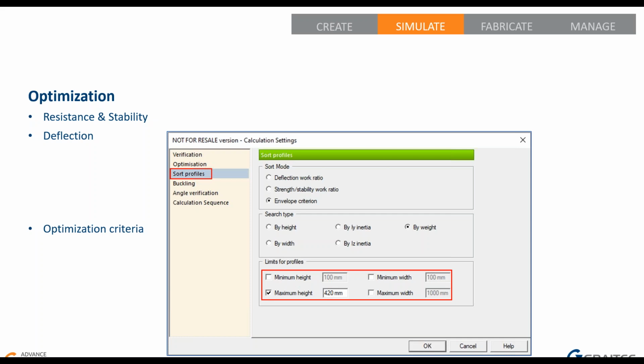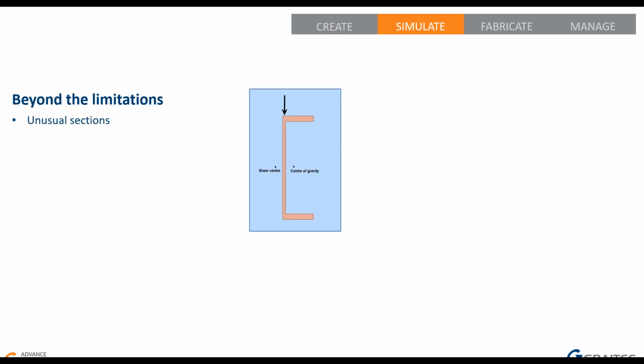So that's for the Eurocode steel design itself. But sometimes you will have to go beyond the limitations of the standards. Like, what if you have an unusual section? And by unusual, I mean a section which is not covered by the standards, like a section which is not doubly symmetric, like a channel. It's unusual for the standards, but it's quite common in building practice.